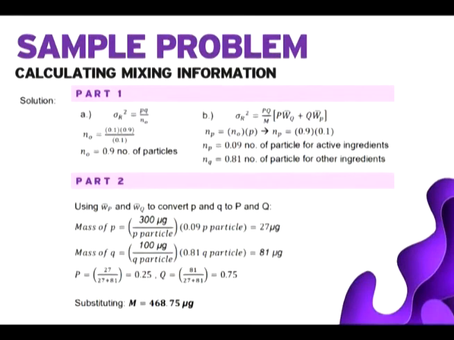So with these values, we plugged it into the variance equation by Poole and Taylor. So we got the mass of the sample taken, which is equal to 468.75 micrograms.